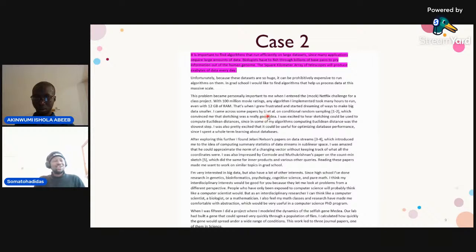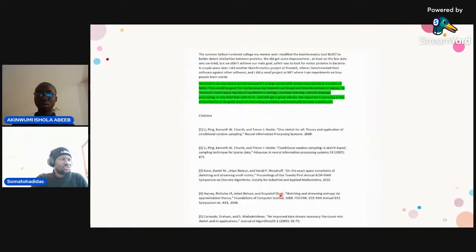And this version was citing references here. So I'm using and building on the references to actually make their point to the admission committee, throughout the statement of purpose. And then for the last part, the summer before I entered college, my mentor and I modified the bioinformatics tool BLAST to better detect similarities between proteins.